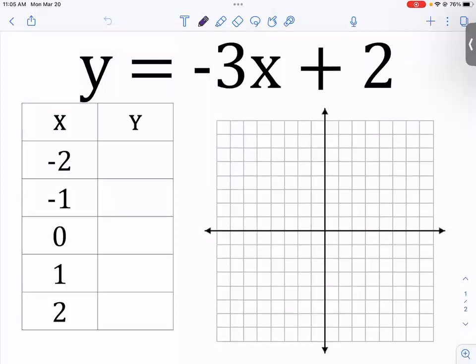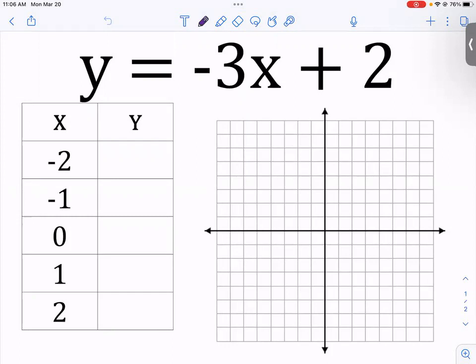So I want you to take one of your sticky notes, and I want you to write negative 2. Just like on the sticky note. Do you see how negative 2 is in the x column? So negative 2 is x. I want you to place that sticky note over the x. We are plugging in negative 2 for x.